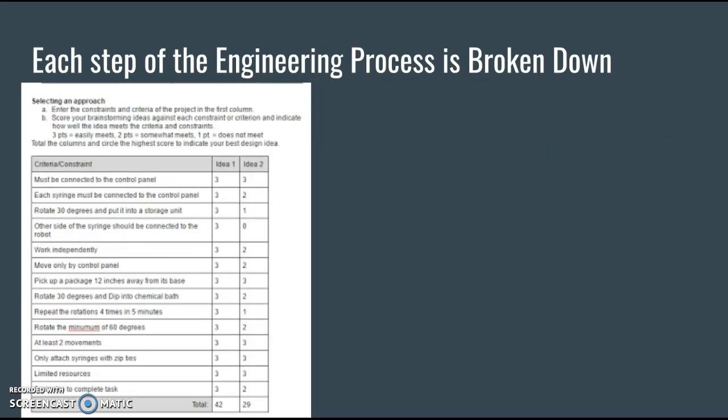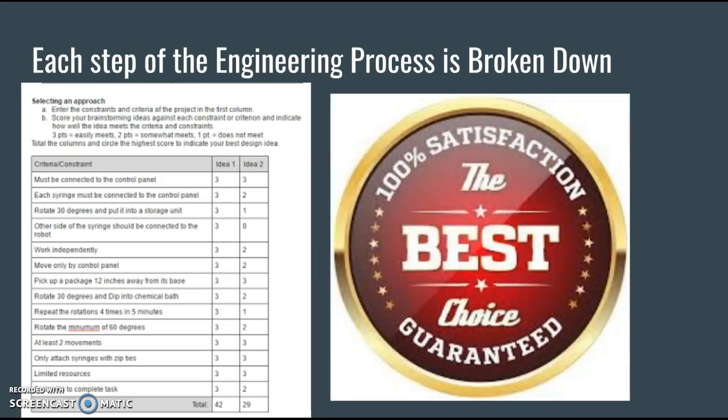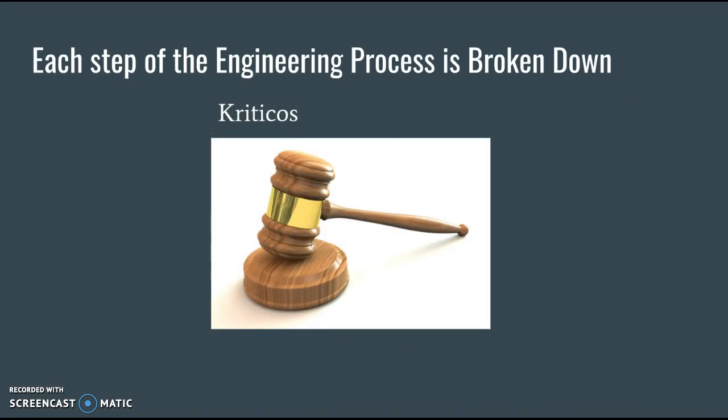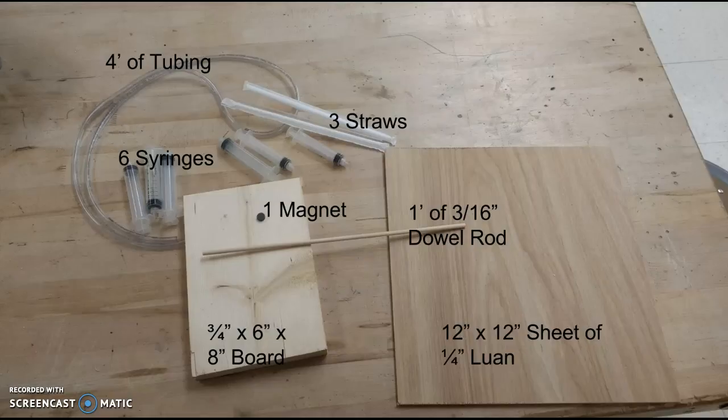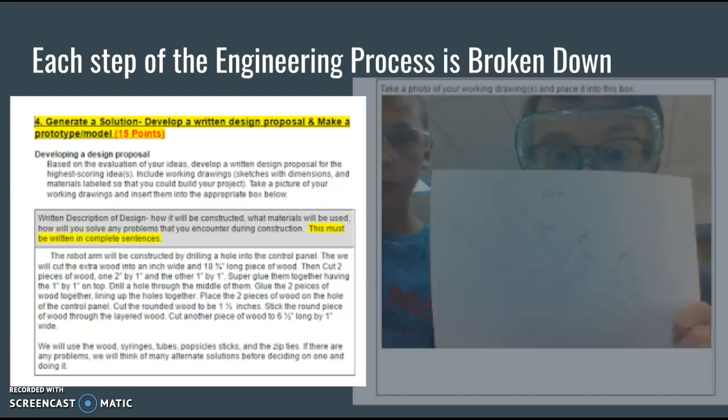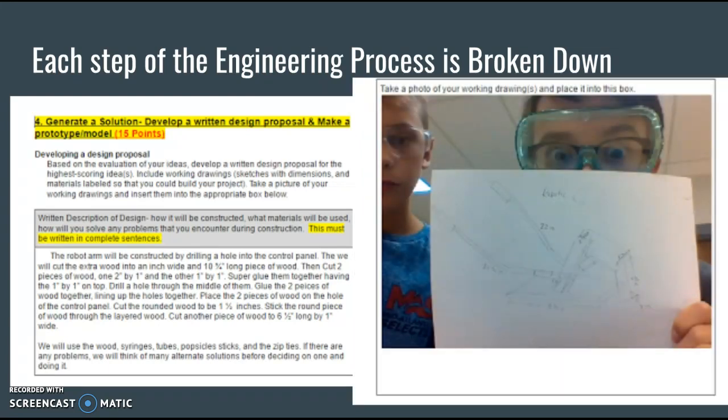And at that point in time, they start to actually analyze their ideas that they developed during brainstorming. How well do they meet these different criteria and constraints? And at the end of this, they get a chance to choose what is the best choice. And this is the kritikos, discerning judgment. So at this point in time, they've taken a look at these materials and how to actually use them. And now they are ready to actually generate a solution. They come up with a written design proposal and a final technical drawing.